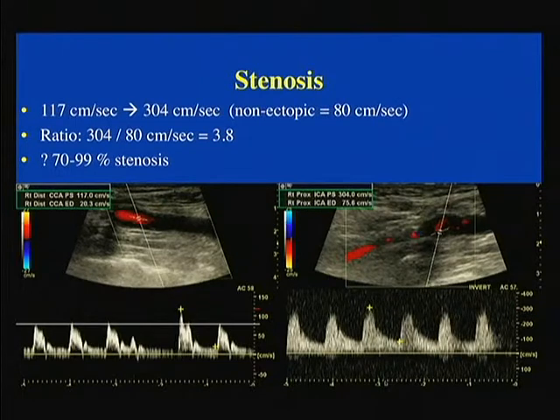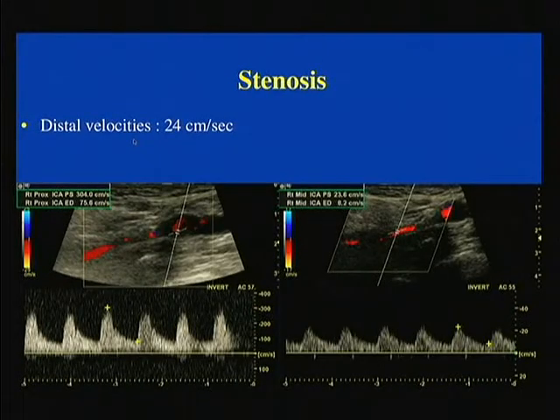Now, case 12 is something you're going to have to watch out for. So this is the common carotid artery. That's reading a little bit high in the 100s. The internal is reading 304. 304. And the ratio here we have is 3.8. So you would say maybe this is a 70 to 99%. So 304, 80. Sounds right, huh? 3.8 is below 4. That doesn't make sense. There's something strange about this case.